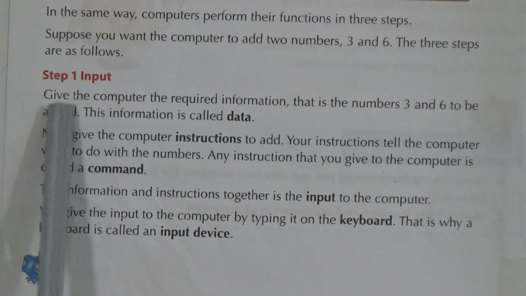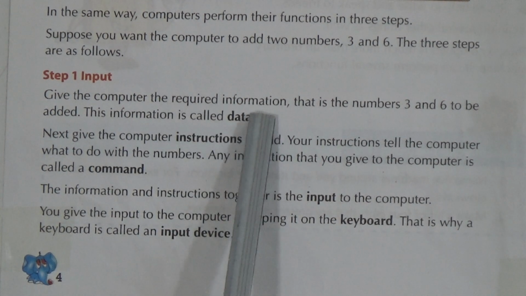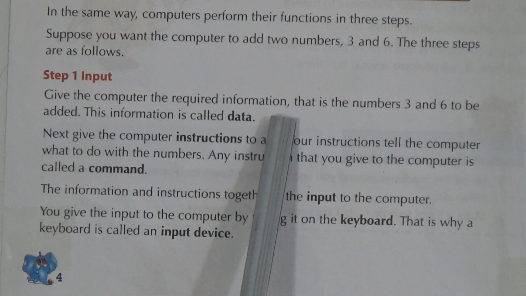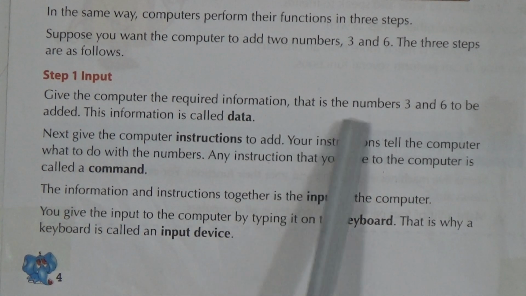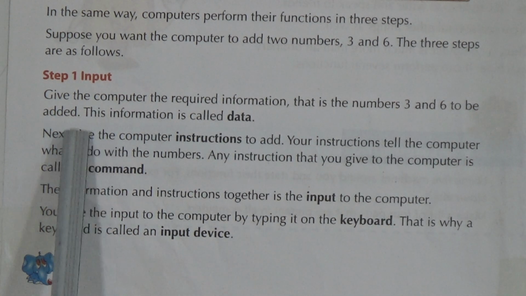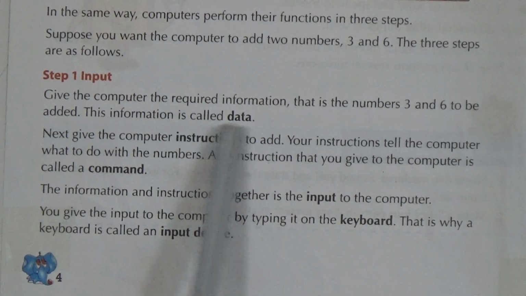So at first, our input is the required information. We want to add 3 and 6. So we have to give the computer the information, which are the numbers 3 and 6. The numbers we want to be added. And this information is called data.